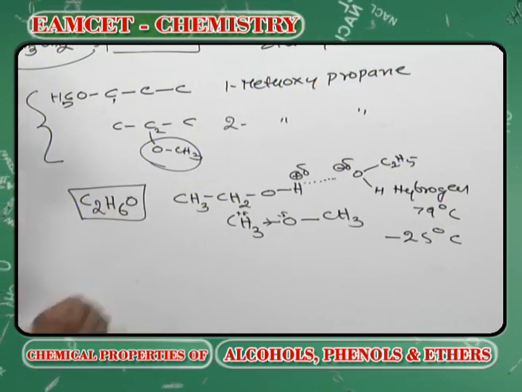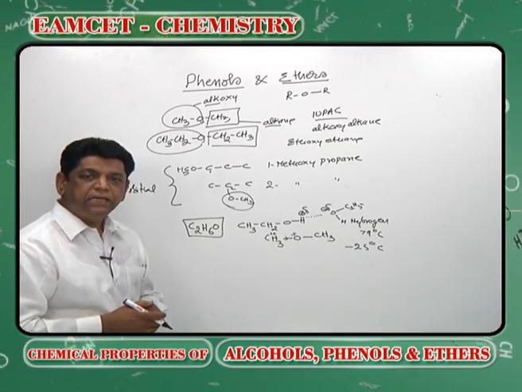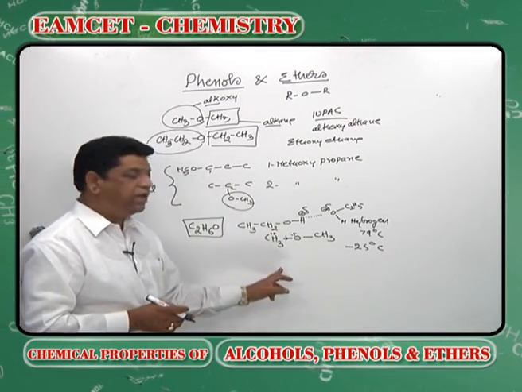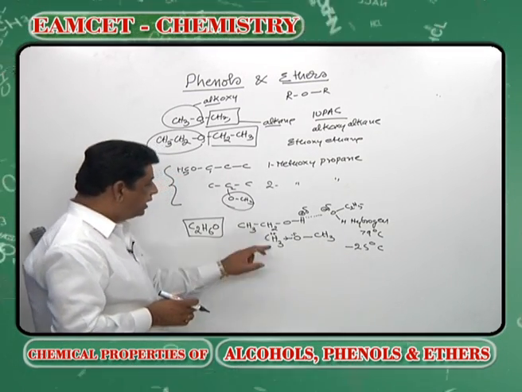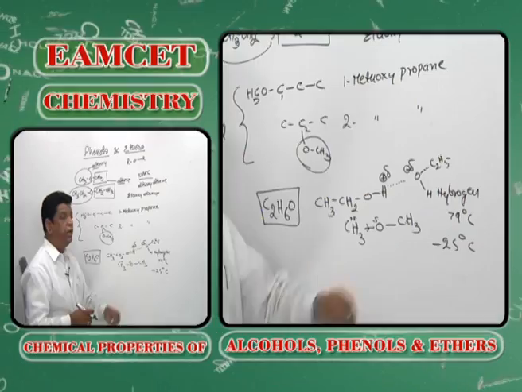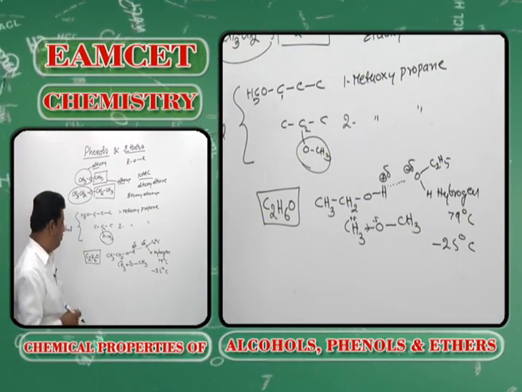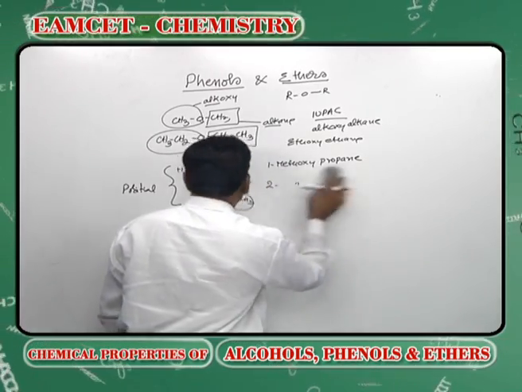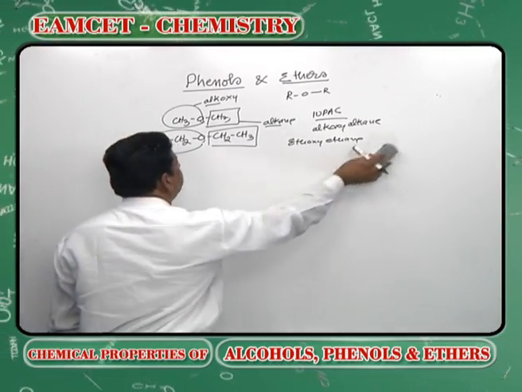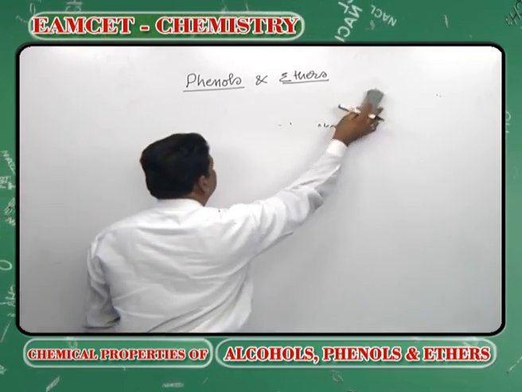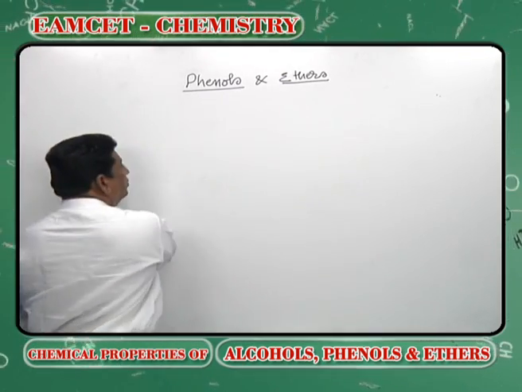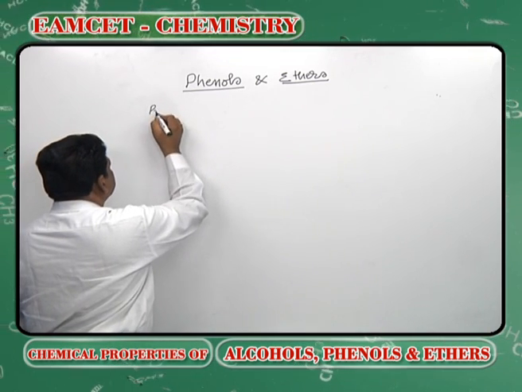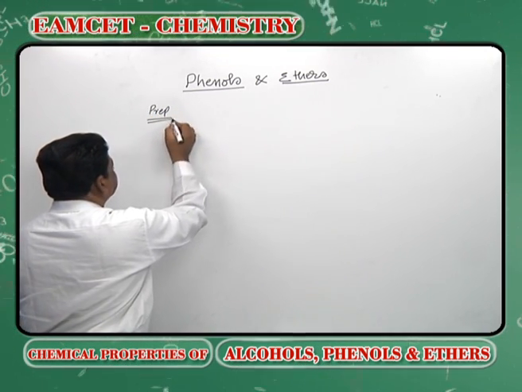So, the reason why ethers will have lower boiling points is there is no hydrogen bonding, that is why they will have a very low boiling point. The corresponding alcohol molecule will have hydrogen bonding, therefore higher boiling points. That is one point to note. Similarly, the alcohols are highly soluble in water, whereas ethers are insoluble in water because of the absence of hydrogen bonding. Now, let us see some preparations of these ethers.